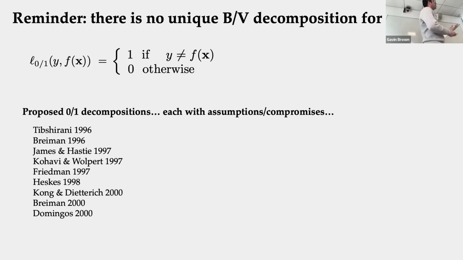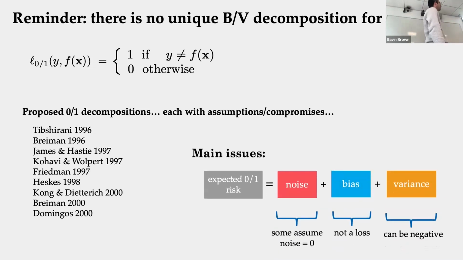These decompositions all make different trade-offs in terms of the way in which they do this decomposition. The main issues they encounter: some of them assume that the noise is 0 in order to get their decomposition. Most commonly, this last term, the variance term, can be a negative quantity. It sounds quite strange, but it just turns out to be that way. If you have a decomposition of the expected performance according to 0-1 risk, the variance is negative. And that's just the way it works.